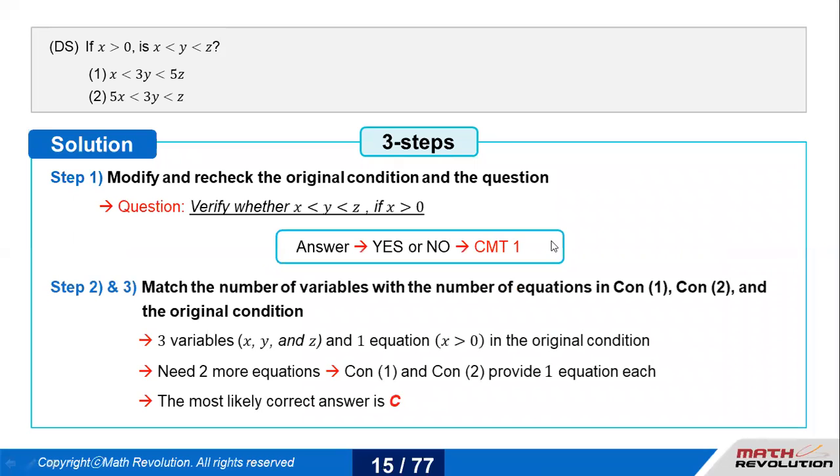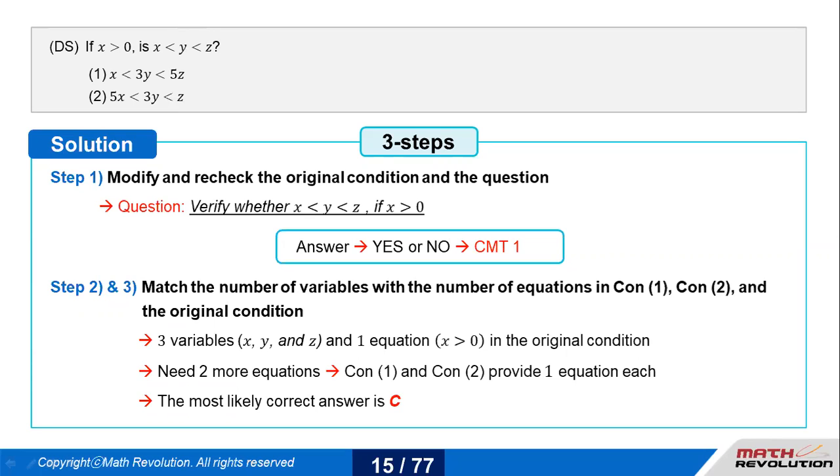Now the concern is, as we're dealing with three variables here, which is x, y, and z, and I have one equation which directly says x is greater than 0, that means I need just two more equations to match up. This is the beauty of the variable approach: you always try to check the number of variables and conditions in the original question stem along with the conditions that will support it. When I need two more conditions, definitely I'm sure that I'll get the equations from condition number 1 and 2. So my answer should be C.